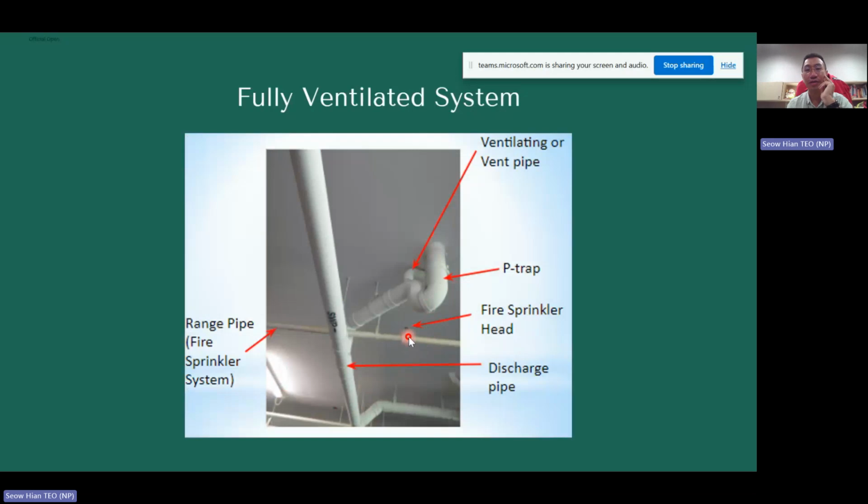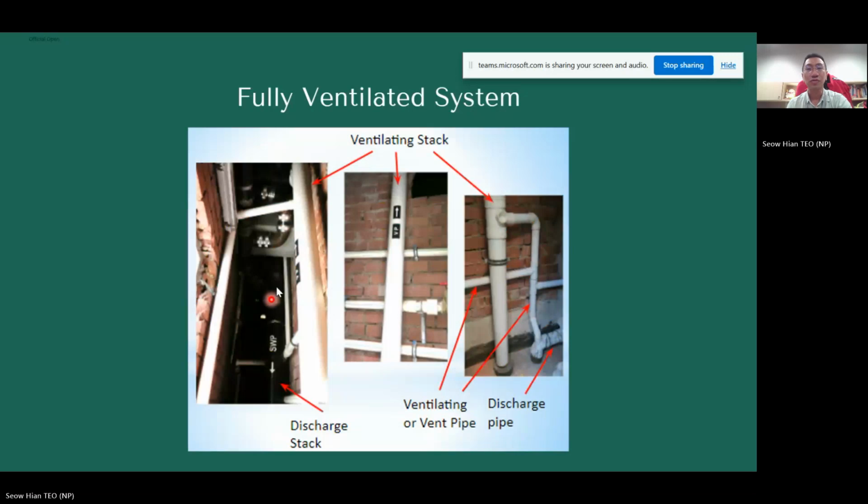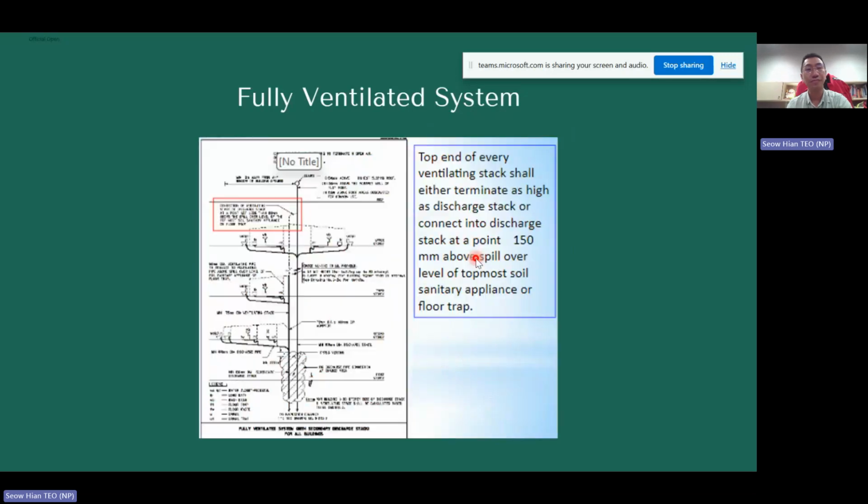So with that, you can see some of the pipes. This is a P-trap. This is a fire sprinkler. There's a discharge pipe. There's a range of different pipes you can see. So these are some of the drawings for fully ventilated stacks, as you might be able to see. Then the discharge pipe is as below.